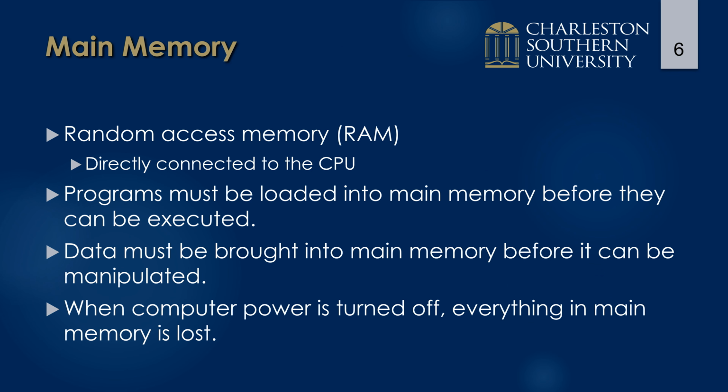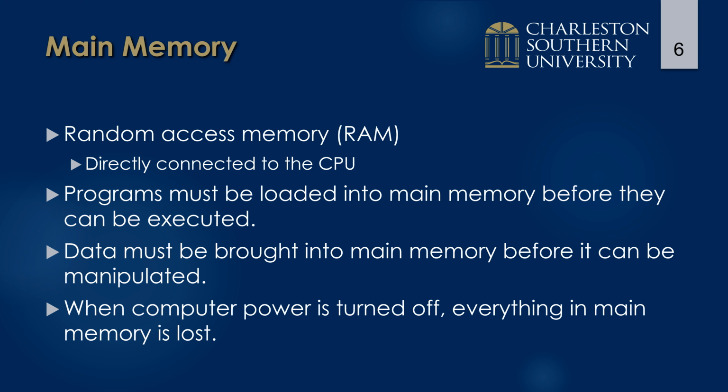Main memory, also called generally random access memory or RAM, is important because the CPU cannot handle information from input devices directly. And so the information from the input device needs to be loaded into RAM and then handled in memory for the CPU to perform the calculations. So the CPU has a direct connection to this main memory. When a program is run, the first thing that needs to happen is it needs to be loaded into main memory and then it can be executed. Data must be brought into main memory before it can be manipulated.